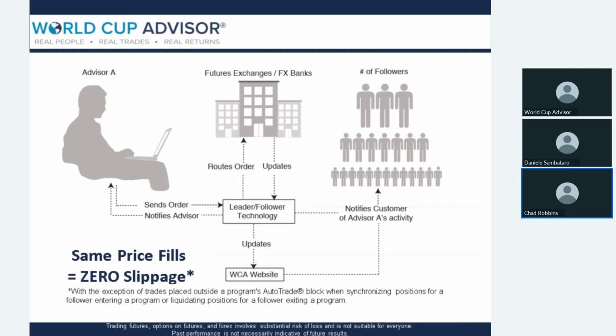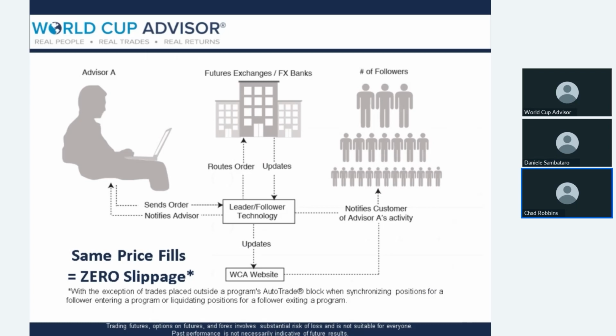So you have the advisor on the left side there. They can be located anywhere in the world. Daniele's trading from Sicily. When he trades his own account, we automatically intercept his order and redeploy it to the market in a way that allows for an average price fill for all the followers, including Daniele's account. So there is no difference between what he's getting in his own account and what all the followers get in their accounts. All that data gets driven to the World Cup Advisor website at the same time as well.